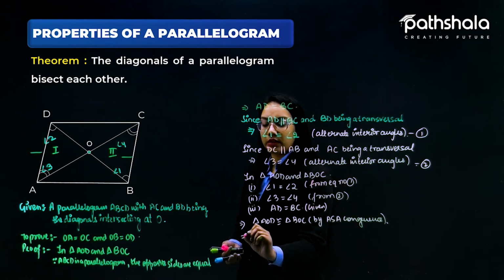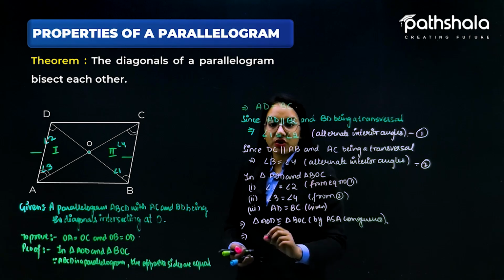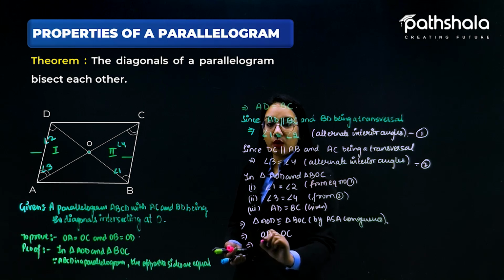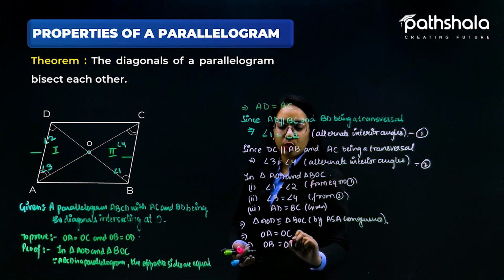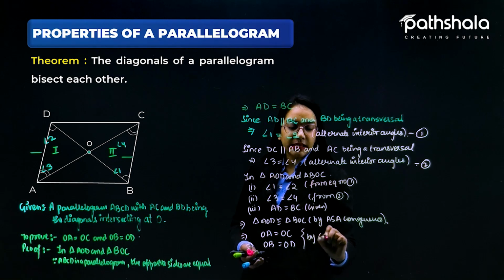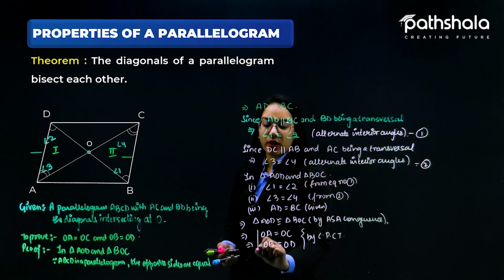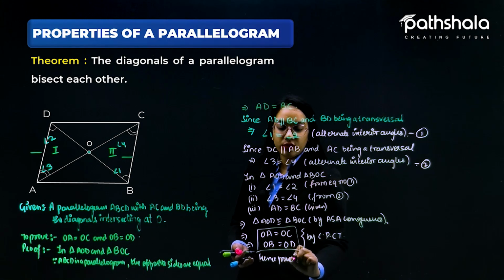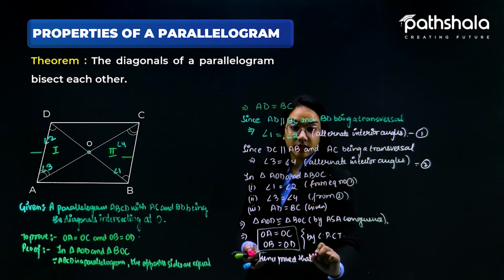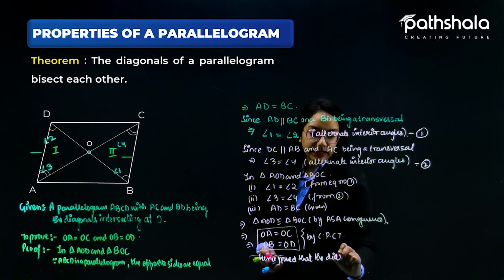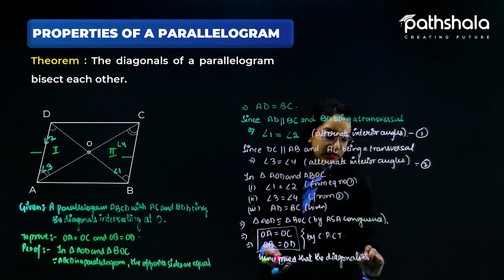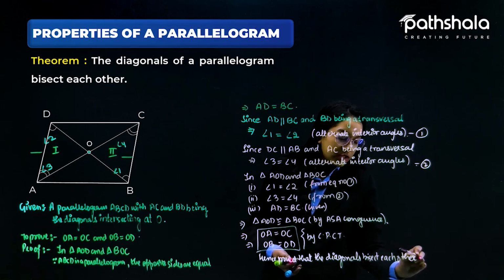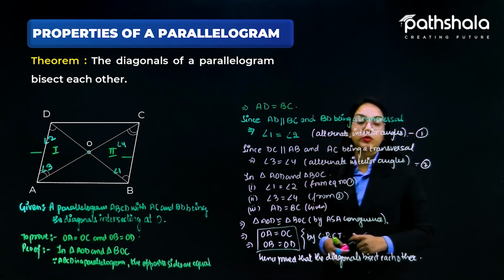The two triangles are congruent, and if the two triangles are congruent to each other, it implies that OA is equal to OC and OB is equal to OD by CPCT. So this is the thing that we had to prove. Hence proved that the diagonals bisect each other in a parallelogram. So this is the proof of this particular theorem.